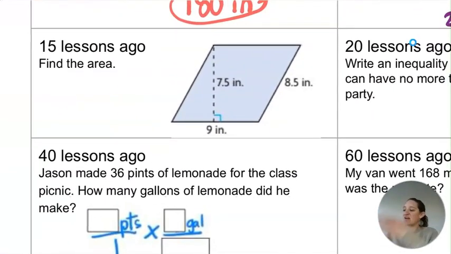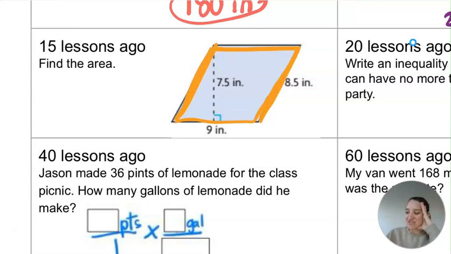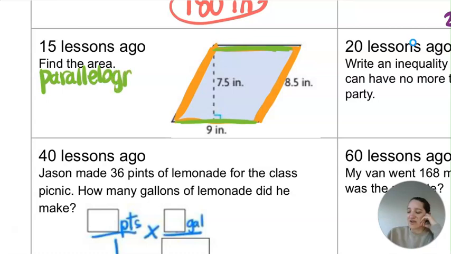Find the area. Huh. Well, what shape is this? It's not a square. It's not a rectangle. Not a trapezoid, because that's parallel right there. And then those are parallel right there. So if both sides are parallel, it is a parallelogram. And how do we find the area of a parallelogram?